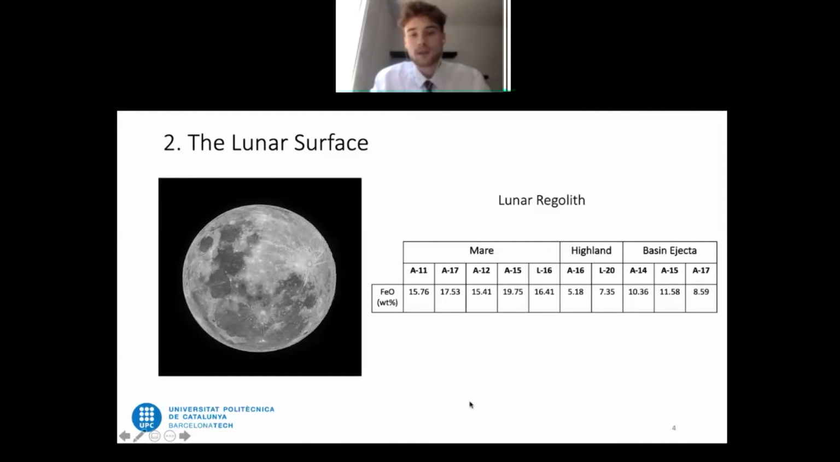And then basin ejecta corresponds to the debris which is ejected from these craters once these meteorites are impacted. It must be said that there's a lot of other substances and oxides that are present within the lunar regolith, but for the sake of this project, we're only going to be viewing the iron oxide. And as we can see here, the mare contains the largest amount of iron oxide when compared to highland and basin ejecta. The highland contains the least, and the basin ejecta acts as a middle ground between these three soil types.